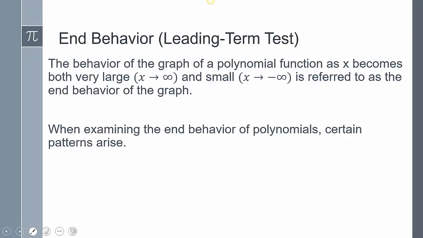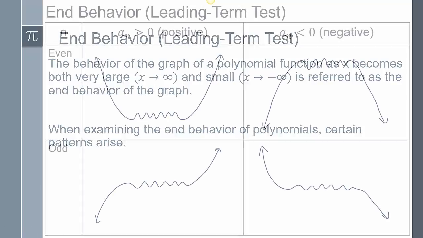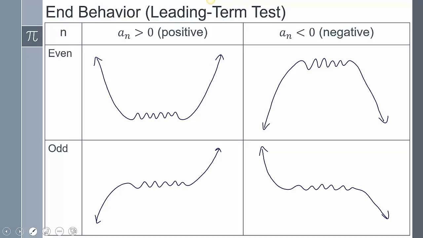You examine those things. Now, the cool thing about polynomials is that certain patterns arise when it comes to these end behaviors. Looking at those patterns, first we see a pattern when our n is even or odd. That's the degree. Remember, that's the highest power of my polynomial. And then the second part of that pattern is whether your leading coefficient is positive or negative.